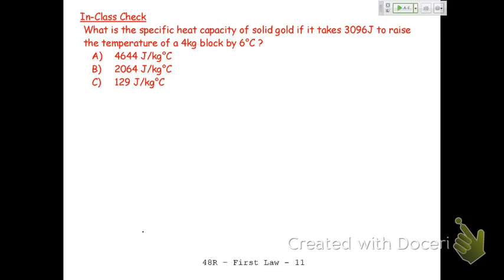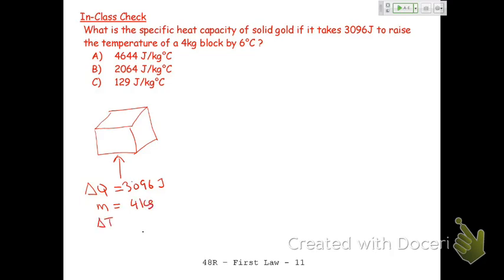What is the specific heat capacity of solid gold if that amount of energy raises the temperature of that amount of stuff by 6 degrees C? So here's my stuff. What do I know? I'm going to add heat, so my delta Q is going to equal 3096 joules, and my mass is equal to 4 kilograms, and my delta T is equal to 6 degrees Celsius.